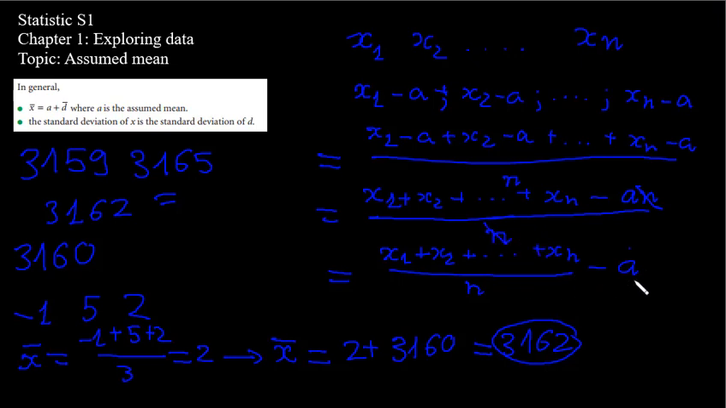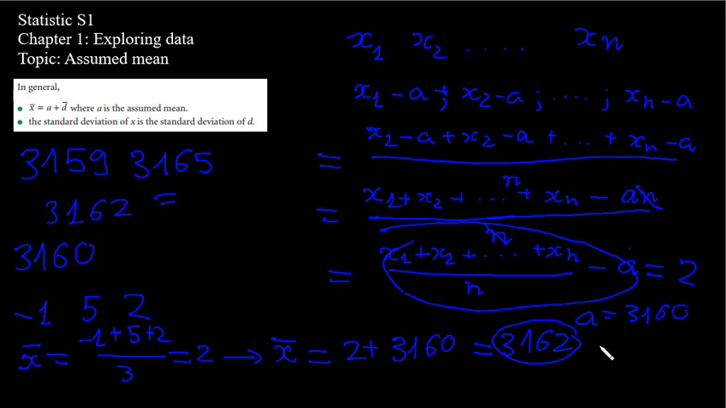So look at this. This one is our original mean, which is the mean of this group. When we subtract a from all the numbers, we have a new mean, which in this case is 2. So for this case, the new mean is 2, and my a is 3,160. Then the original mean that I have would be 3,162. So that's why.